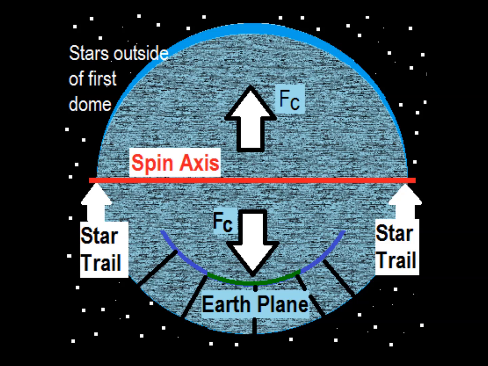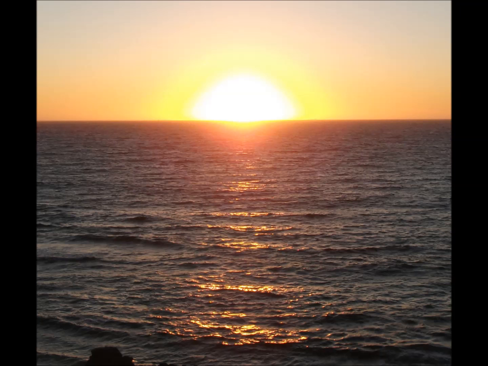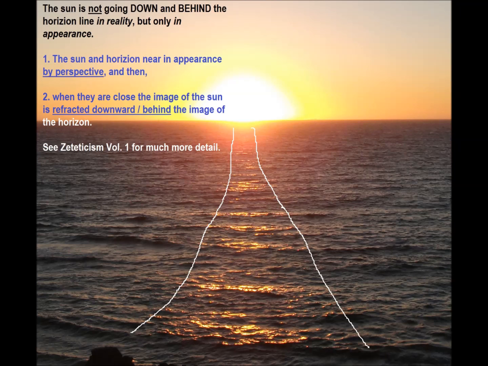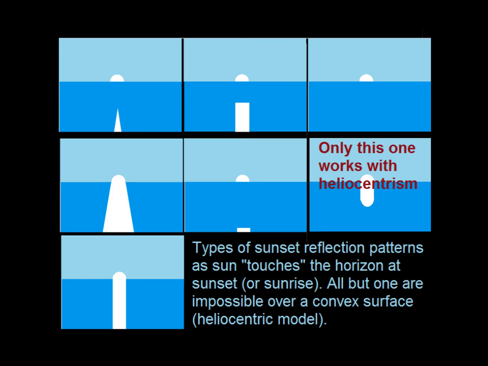What is specifically discussed in this volume of the series is the various sorts of sunset reflection patterns, such as the one you happen to be seeing on your screen, but there are more than one type of pattern that are regularly exhibited in sunsets across the Earth, which is, of course, a problem for heliocentrism, since heliocentrism should only involve one pattern, namely the pattern of a sun setting across a convex surface.